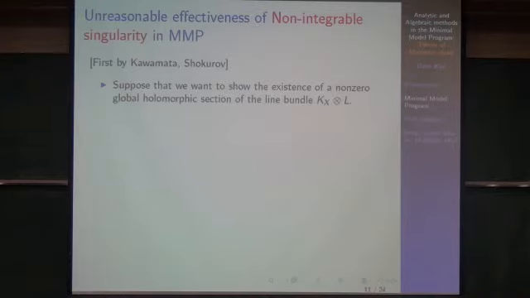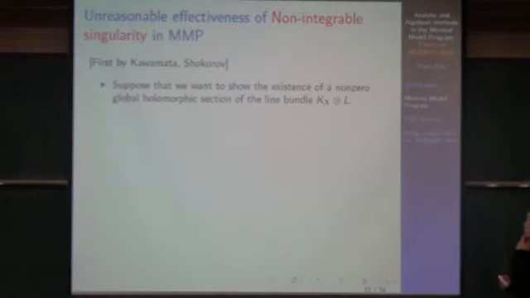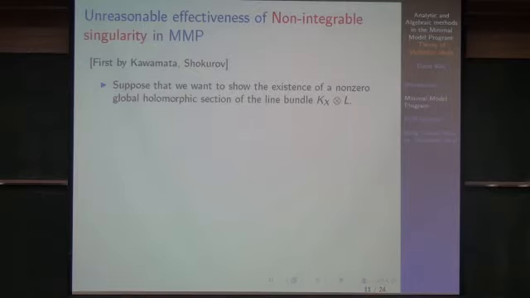It was first used by Kawamata and Shokurov in the 1980s. It is as follows. Suppose that you want to show the existence of a non-zero global holomorphic section of this line bundle K_X tensor L. Such a line bundle is called an adjoint line bundle. You don't just have L, but it's tensored by K_X.